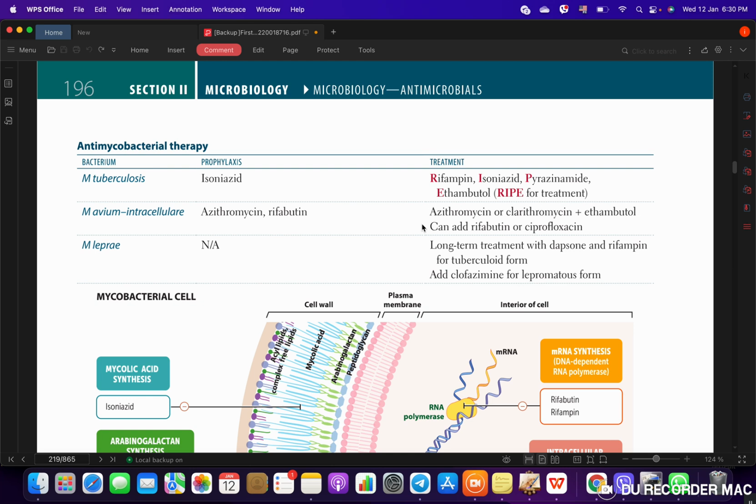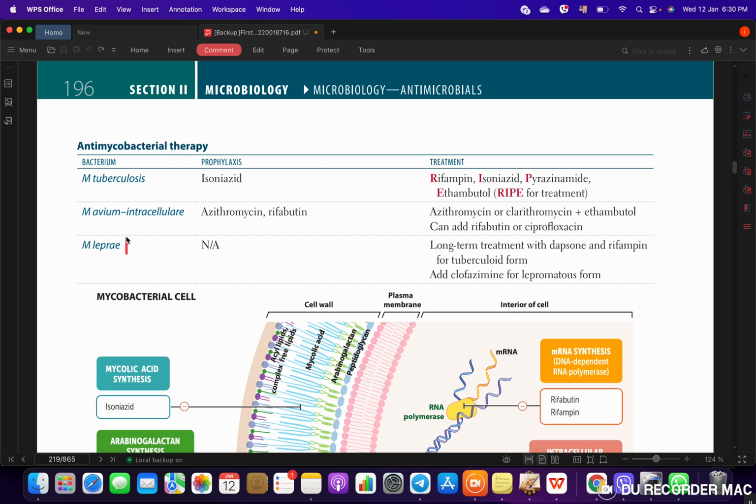He can have, yes, absolutely, torsades de pointes, QT prolongation. Okay, so Mycobacterium avium or intracellulare: azithromycin and rifabutin can be used for treatment, along with ethambutol.